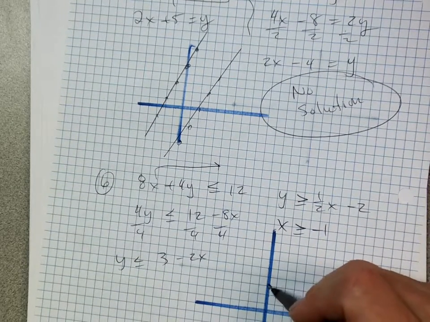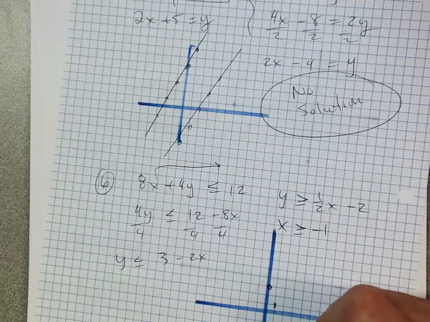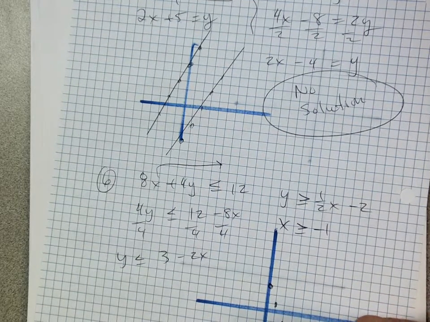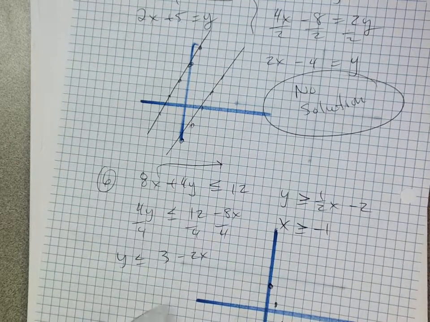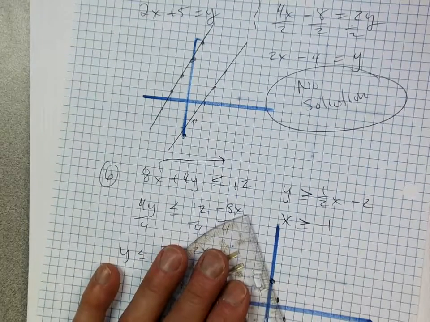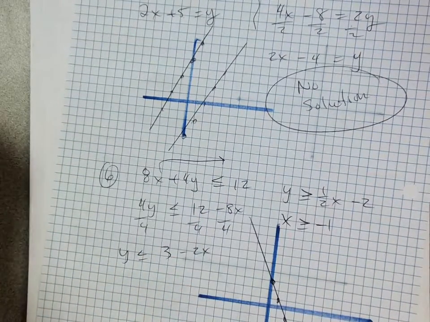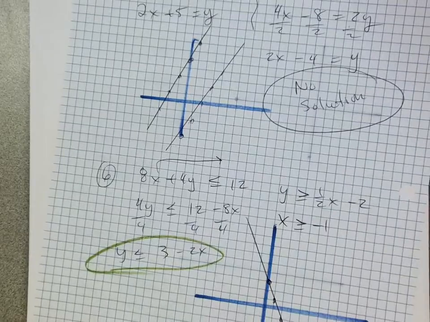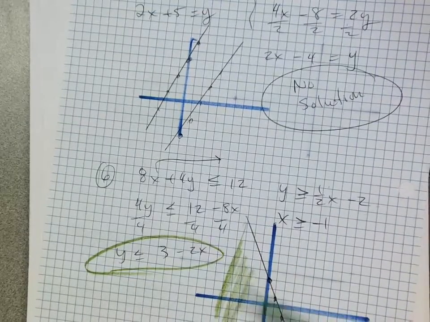1, 2, 3, down 2 over 1, down 2 over 1. Okay, it's a solid line. We're doing inequalities, so I'm going to go ahead and just graph this one. Let's do this one in green because I'm going to shade less than, so I shade below.